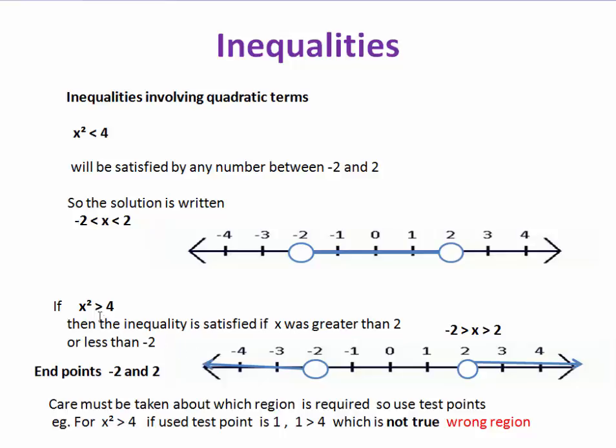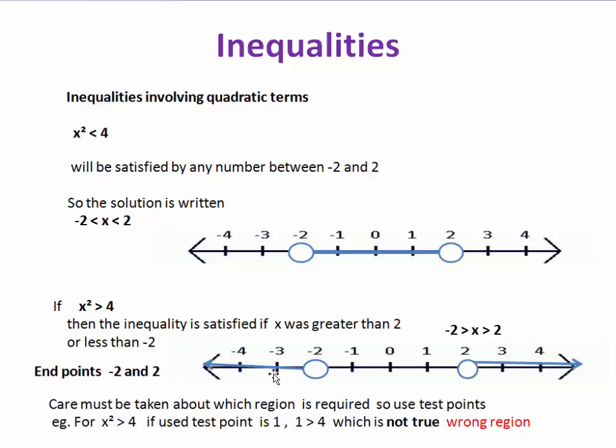So if we've got x squared is greater than 4, then we've got minus 2 and 2, and the solutions to this lie on the left side here and on the right side of 2, not in the middle. And we've got to take care when we do these quadratic terms and find the inequalities where our solutions lie. Do they lie in the middle or do they lie outside these two endpoints?